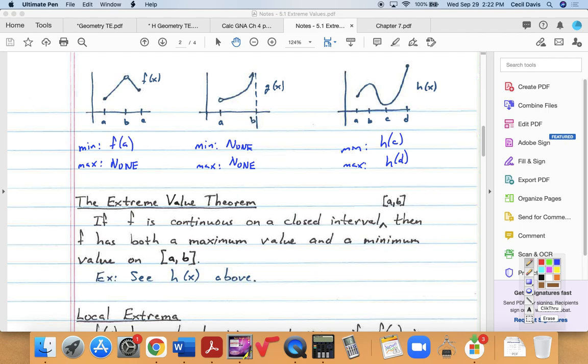Now remember, we did the intermediate value theorem earlier, which said that if a function is continuous on a closed interval from a to b, then f takes on every value between f of a and f of b on that interval. Can't skip over any of them. This is another existence theorem. It guarantees that if you have a closed interval and a continuous function, you're going to have a maximum and a minimum. Now, they can occur more than once, but you're going to have a maximum and a minimum.